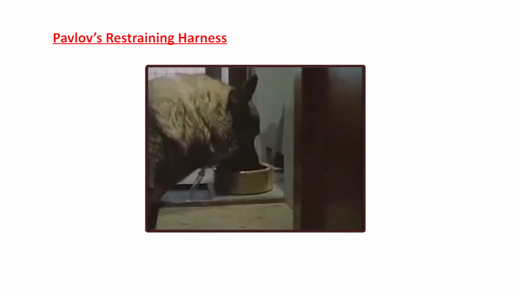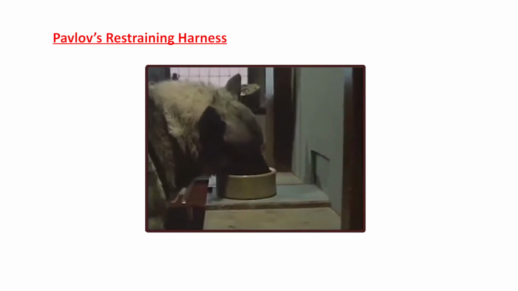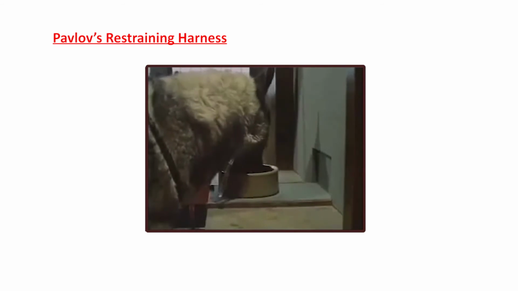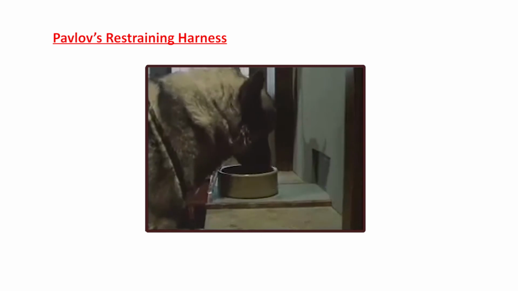At first, the dog had no prior meaning for the tone concerning food or salivation. It was just an orienting response at first. The dog pricked its ears and moved its head to trace the source of the sound.